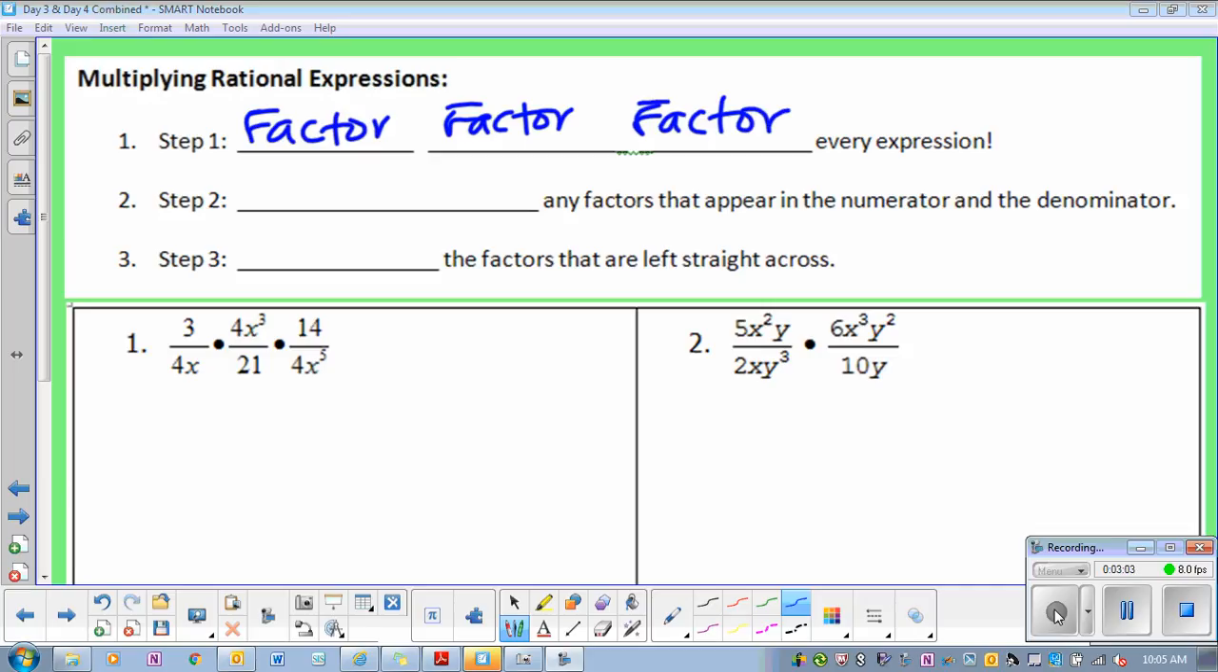Step 2. Then you're going to cancel or cross out any factors that appear in the numerator and in the denominator, just like simplifying, right? Anything that's the same. And then step 3, we're just going to multiply our factors that are left over straight across. By multiplying, I mean, really, you're just rewriting it, right?